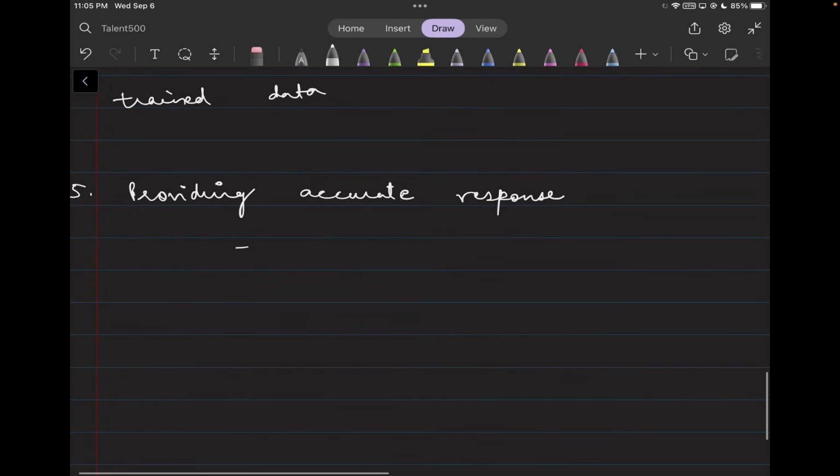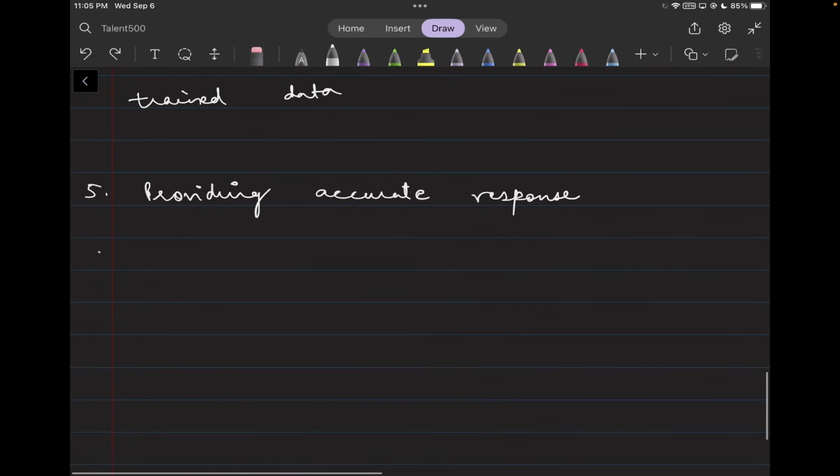Now, what is the next step which we have here? That is continuing conversation. If the chatbot requires some further information or clarification, it will ask you some follow-up questions so that the conversation can keep on going.